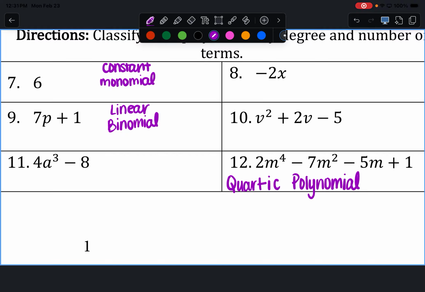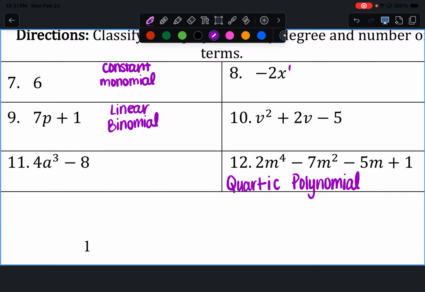All right, now we are going to go ahead. What is number 8? It is a linear monomial, okay? Because what's the understood exponent on that x? 1. So that makes it a linear monomial.